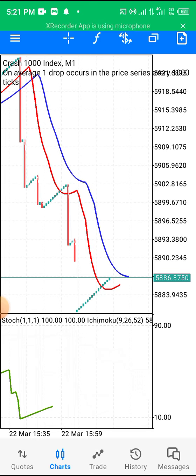So today I'm back with this strategy. It's a scalping strategy, and I advise you use this strategy on Crash 1000 and on Boom 1000. It works perfectly fine on Crash and Boom 1000.